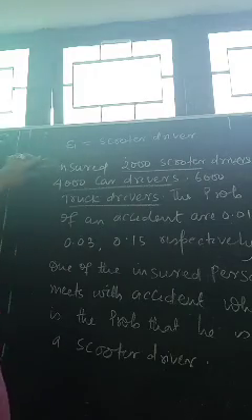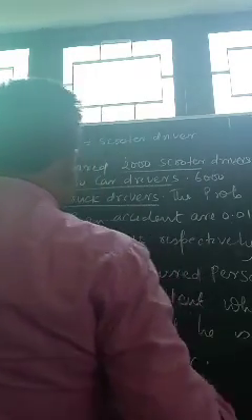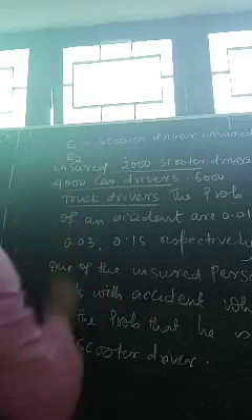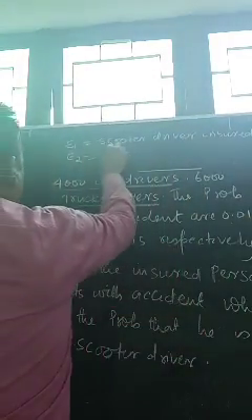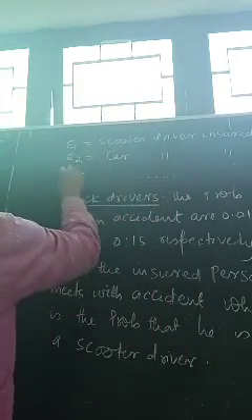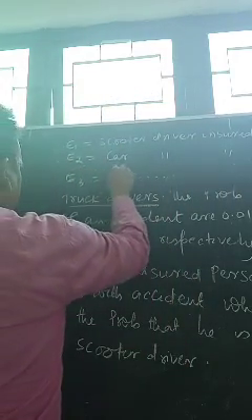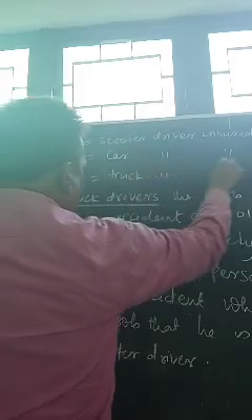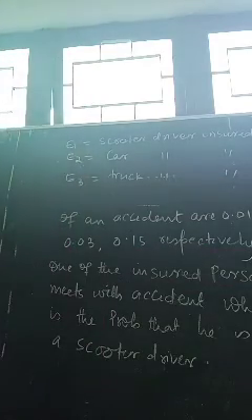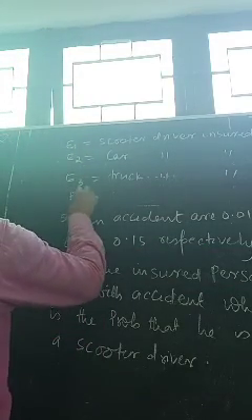Okay. E1 scooter driver insured. E2 car driver insured. Then E3 truck driver insured. Okay, but you are given here what is probability of E1?